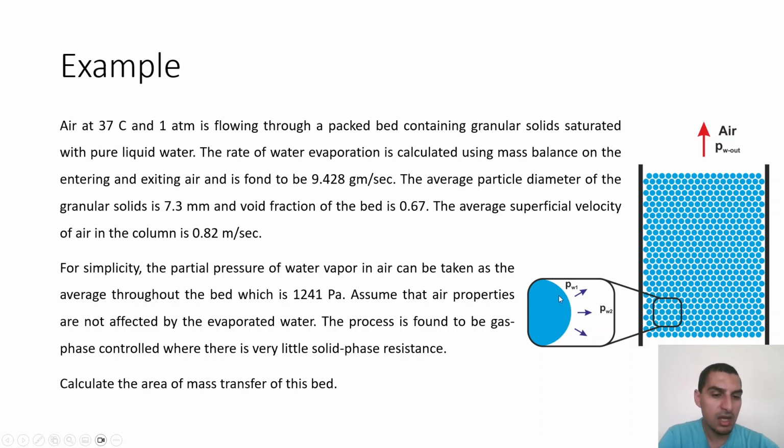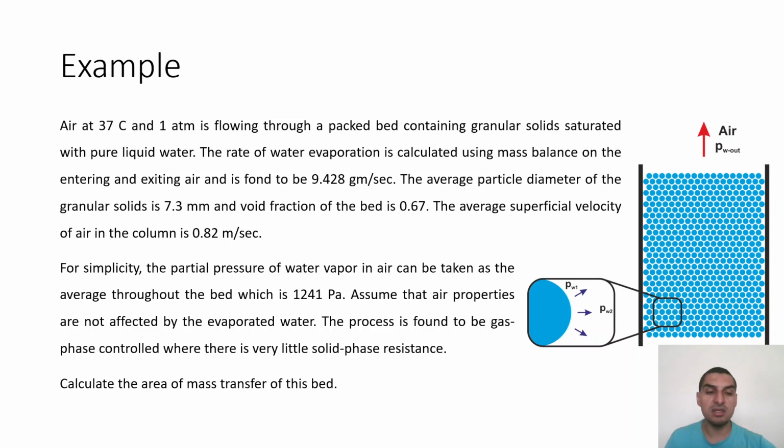This is water that's evaporating, and as we will see here, the problem statement states that the process is gas phase controlled and there is very little solid phase resistance, so there is no resistance in the solid phase, so you can assume that this is just water when considering the driving force, I mean. So this is constant, but this is variable. So we don't have a constant driving force that we can use in our equation.